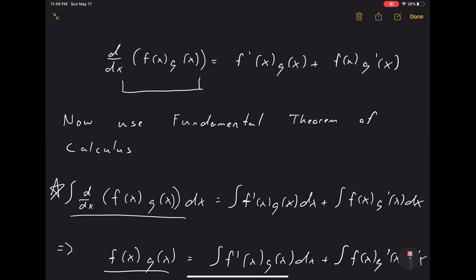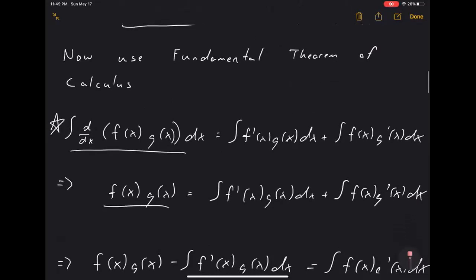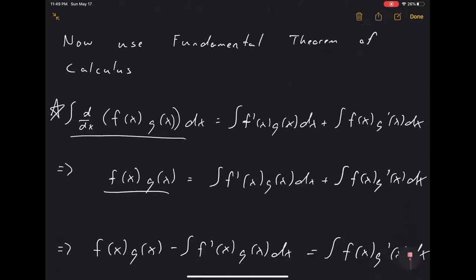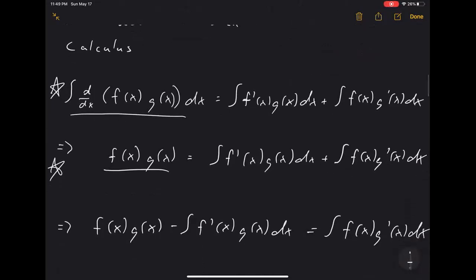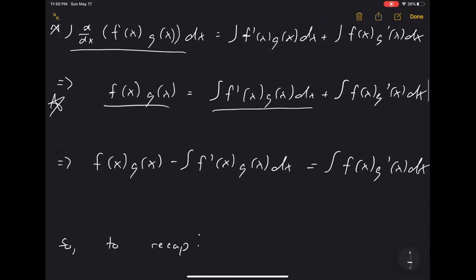So nothing surprising over here, but if I rearrange this second line a little bit, I get a useful tool for integration. So let's subtract this from both sides, and I'm going to end up with this third line: f of x g of x minus the integral of f prime of x g of x equals the integral of f of x times g prime of x. All right. So to recap, we have this formula.